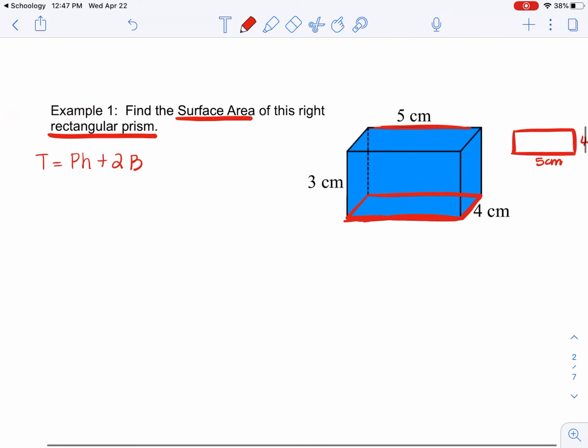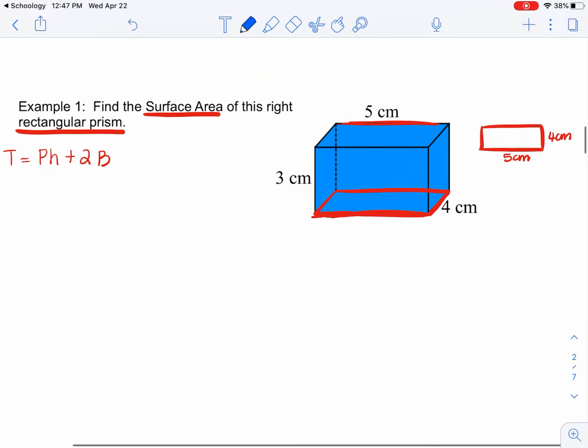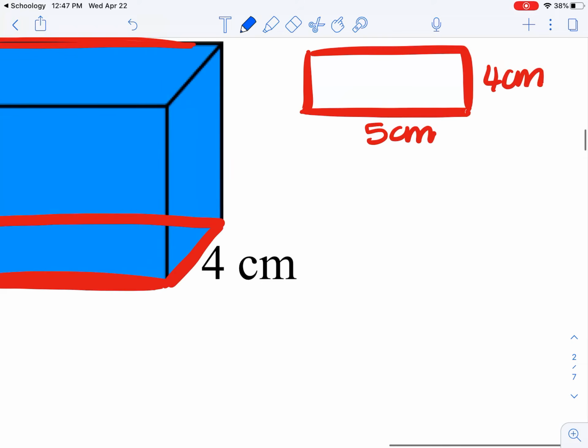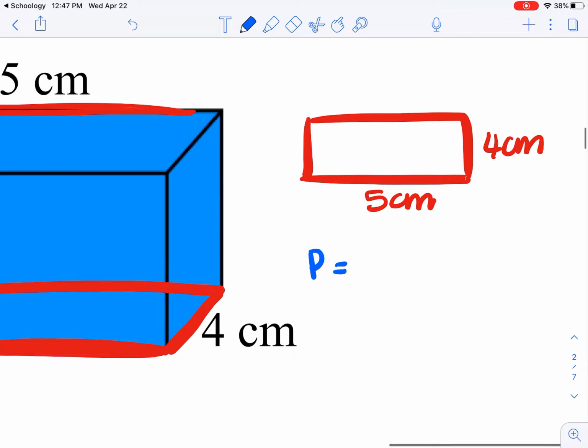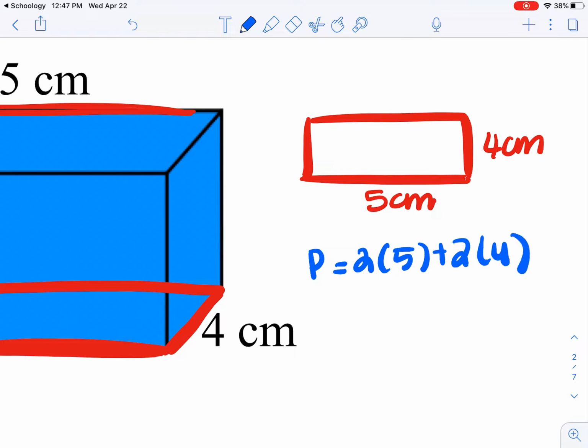Okay, so let's see the things that we need to get. So first off, we need to get the perimeter. So the perimeter is equal to adding up all the sides. So there's 2 sides that are 5, and there's 2 sides that are 4, right? Or you could do 5 plus 5 plus 4 plus 4. All right, so that is 10 plus 8, so the perimeter is 18 centimeters.